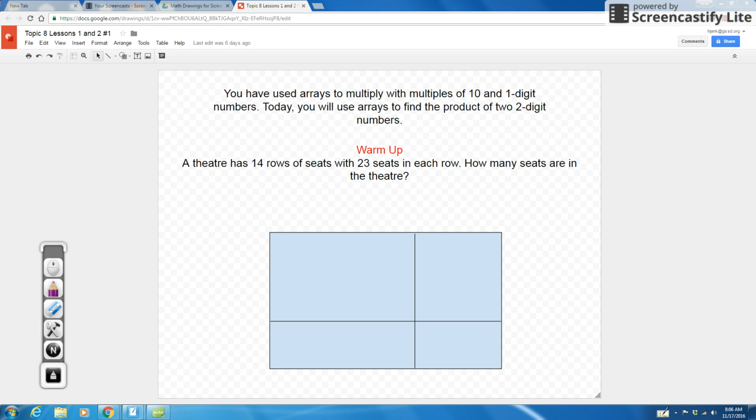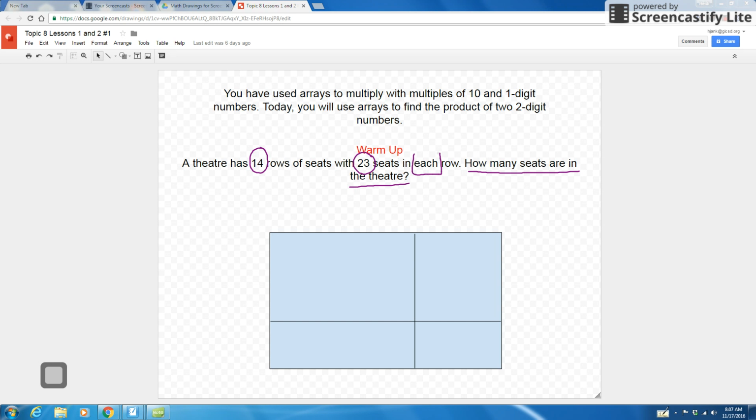So our problem that we're going to warm up with is: a theater has 14 rows of seats with 23 seats in each row. How many seats are in the theater? So let's use our cubes. Our two important numbers are 14 and 23. How many seats are in the theater is the question they want us to answer.